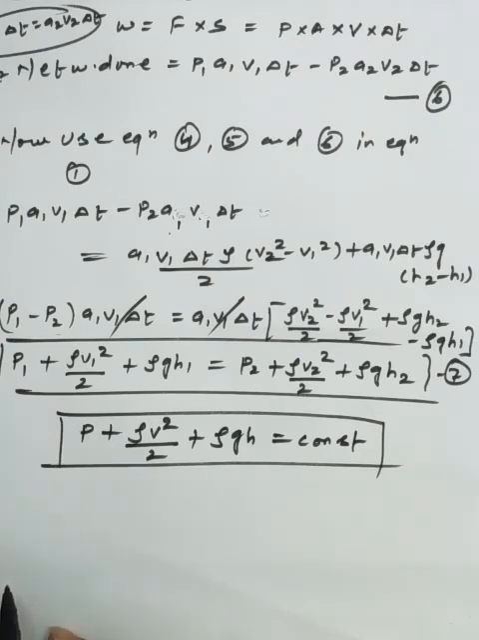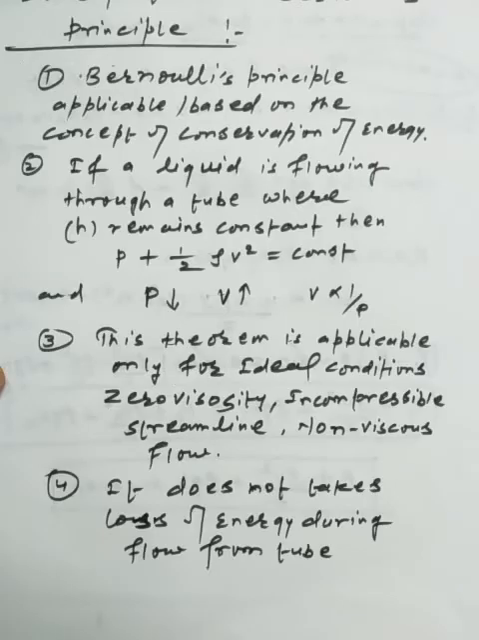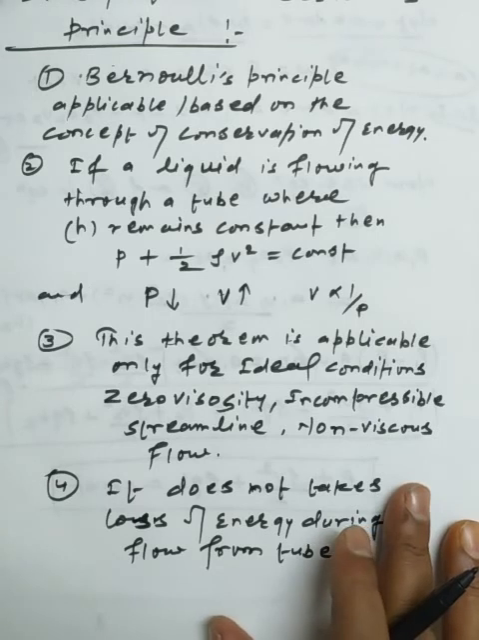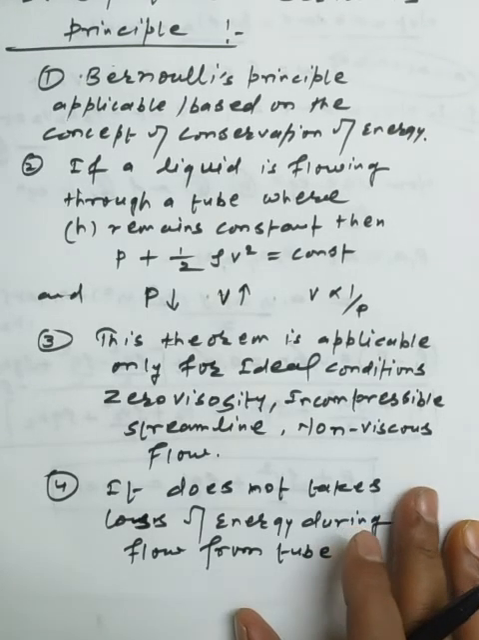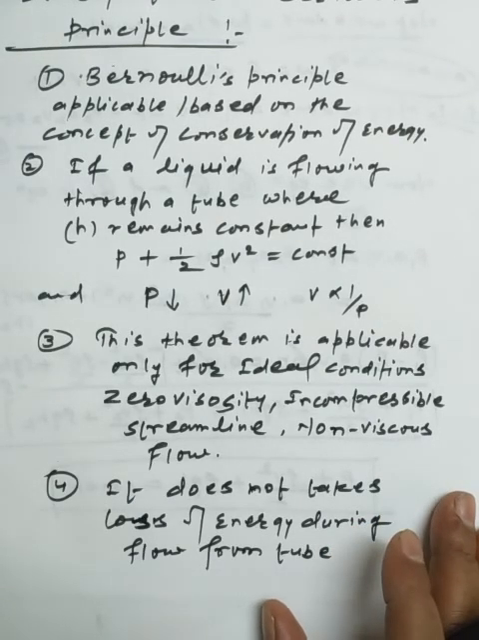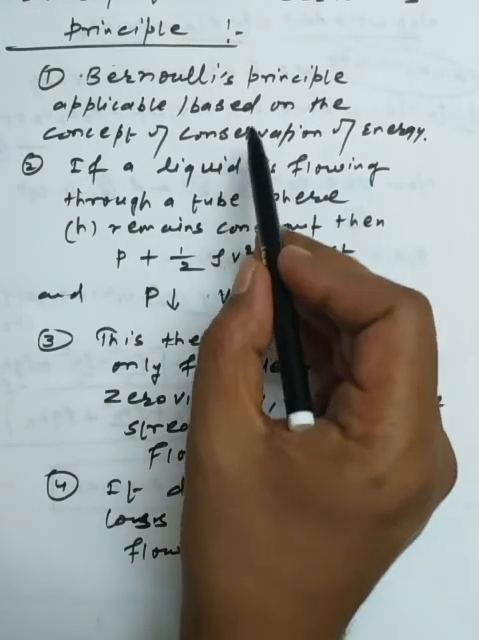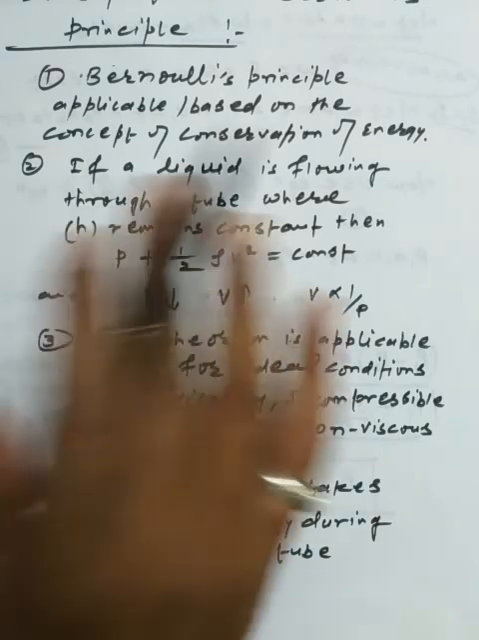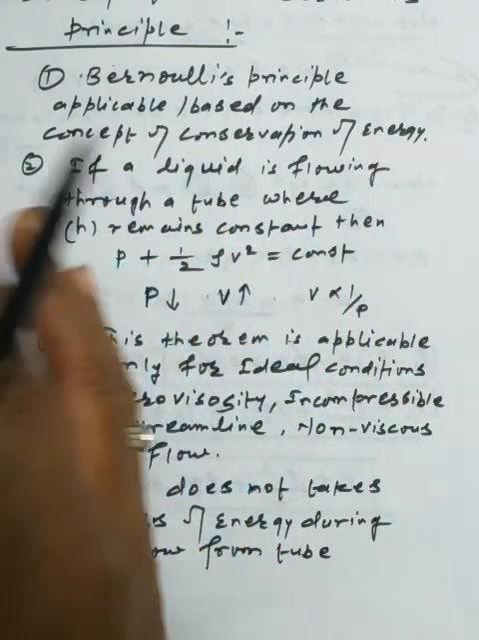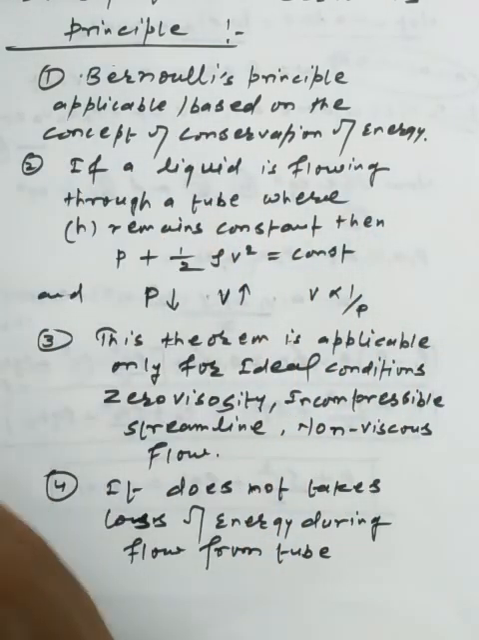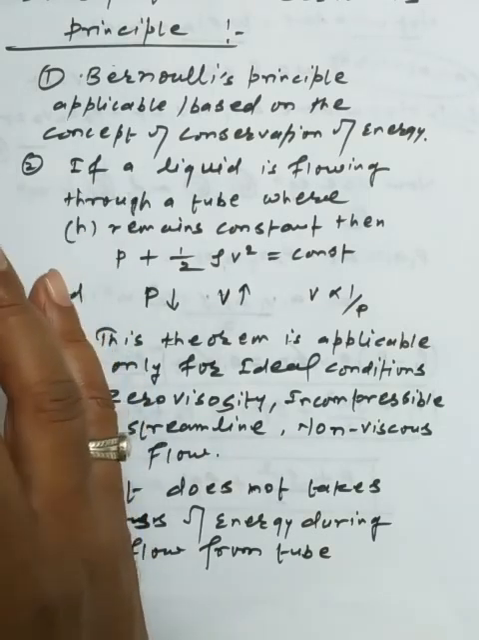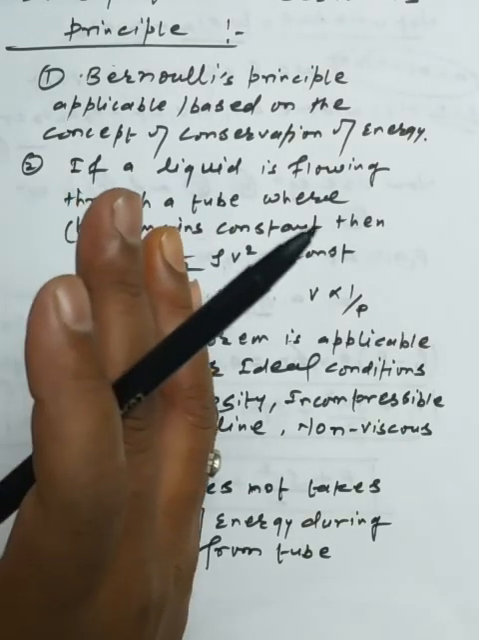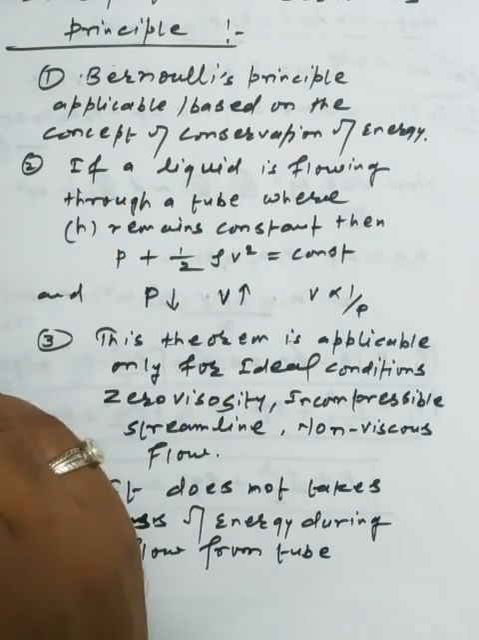Now what are some of the basic limitations of the Bernoulli principle? We can state them one by one. Some basic facts about the Bernoulli principle we should keep in mind. First, the Bernoulli principle is based on the concept of conservation of energy, because we have already discussed the work-energy theorem, that the work done on a fluid makes a change in the energies.